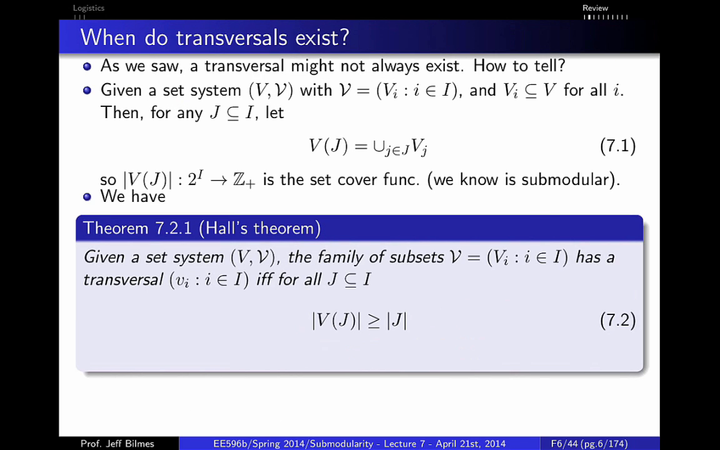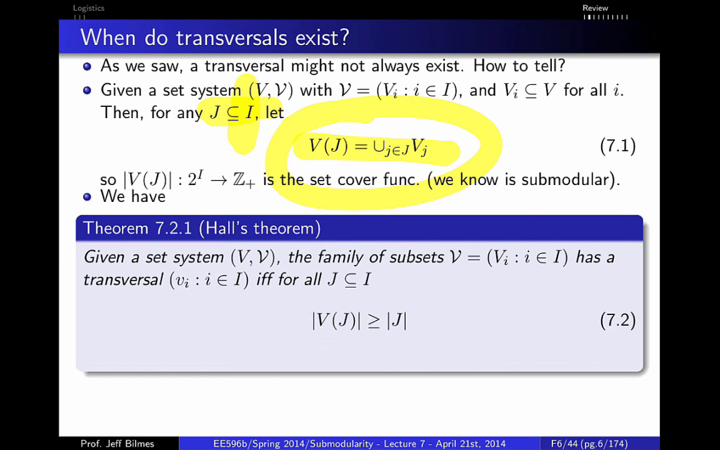Now, what we wanted to understand was when transversals exist, and that led us to the famous theorem called Hall's theorem, which is studied quite a bit in graph theory. First, we defined this function V of J, where J was a subset of the index set I, which can be seen as another ground set. So we have one ground set V, which corresponds to the left side nodes of a bipartite graph, and another ground set I, which corresponds to the right-hand side nodes. And V of J is a mapping from subsets of I to subsets of V.